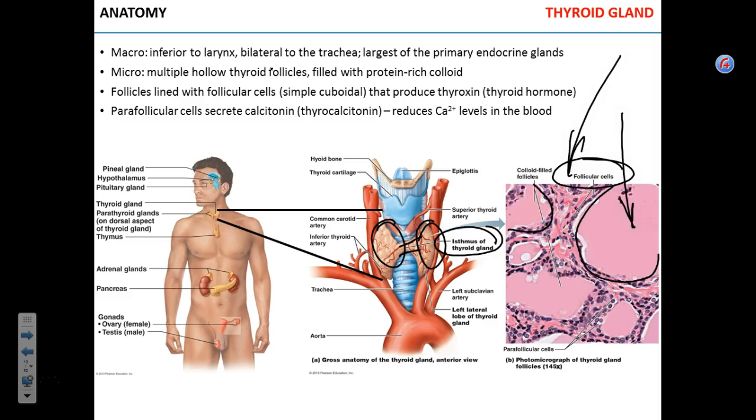In the case of the thyroid gland, the protein is called thyroglobulin. Thyro, and then globulin. Bless you. Does that make sense so far?